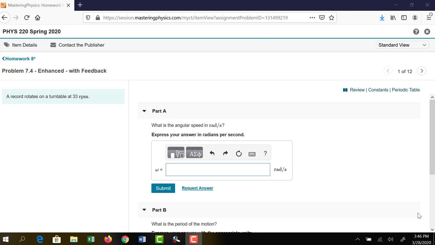So let's take a look at this first one. A record rotates at 33 RPMs. We want to know the angular speed in radians per second. And part B, what is the period of motion? So let's take a look at this.